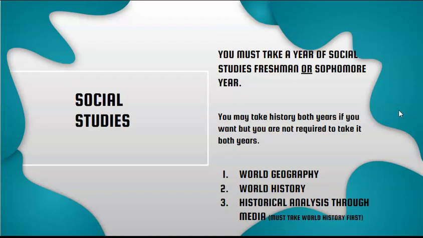Like I said, social studies is required freshman or sophomore year. You may take a history both years if you want to, but you are not required to do so. So those of you who have not had social studies as a freshman, you will have to pick world geography or world history next year. Those of you who are in a history, you may choose to take an extra history sophomore year if you want, but it is not required.